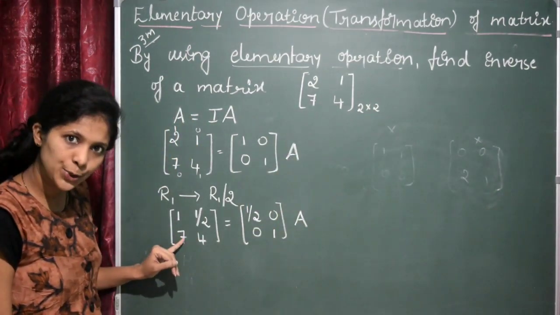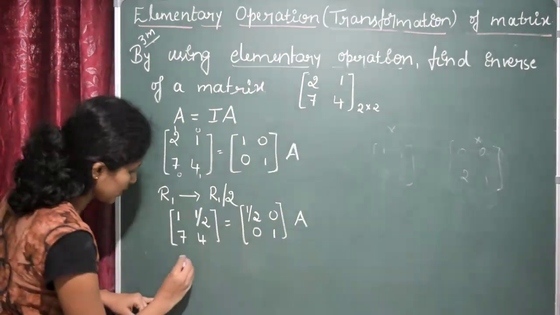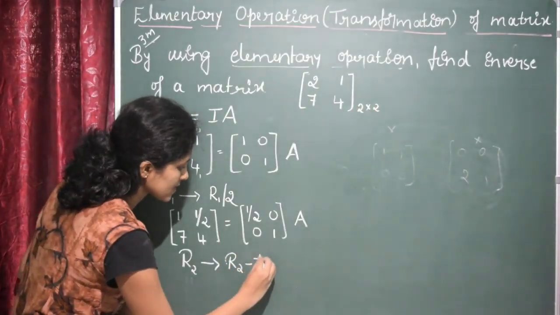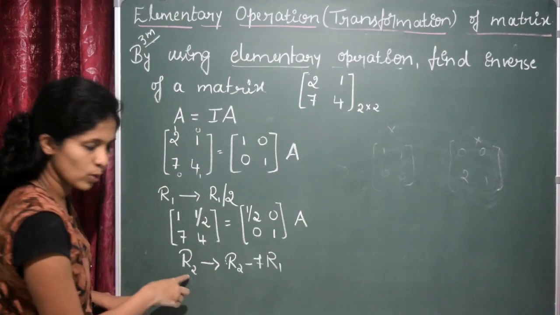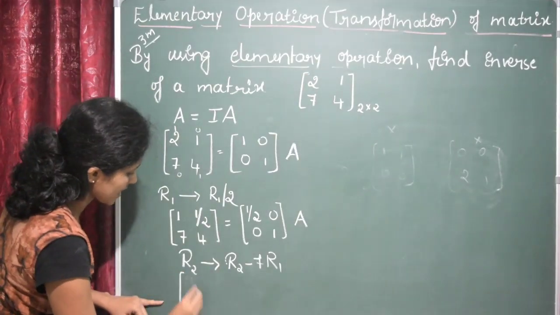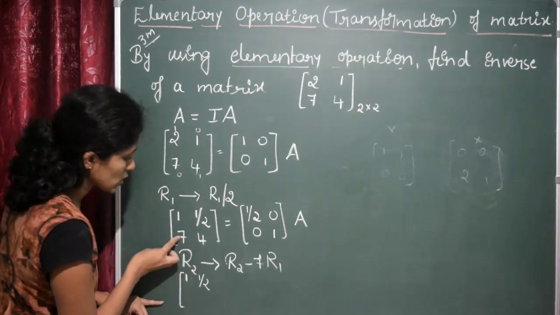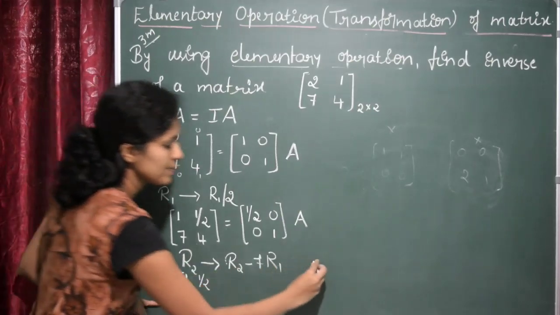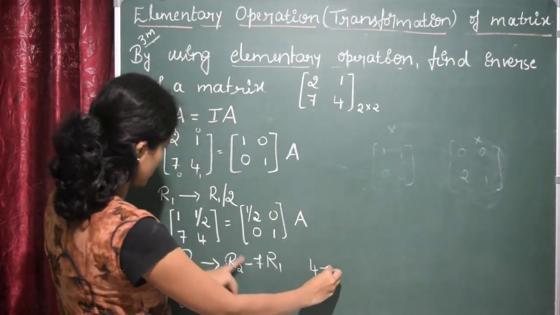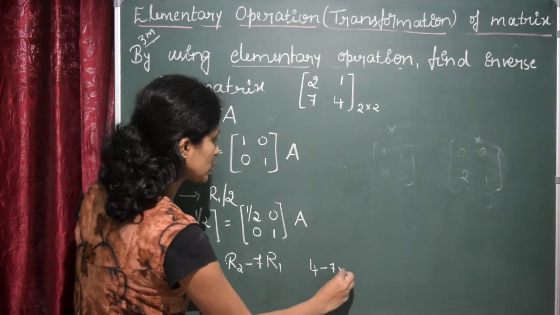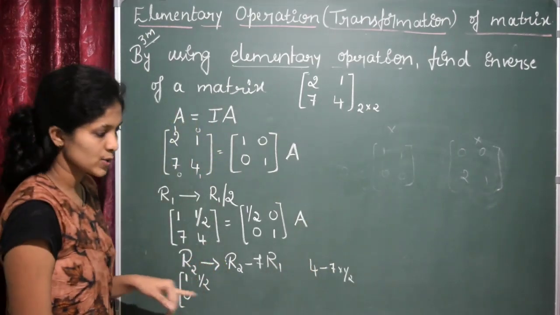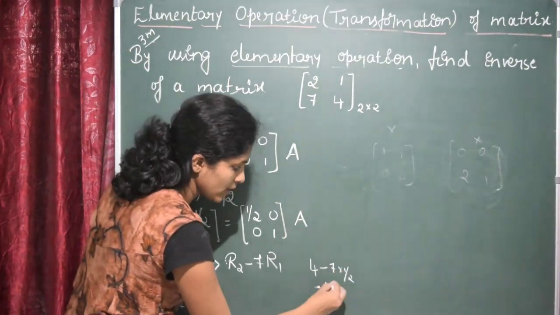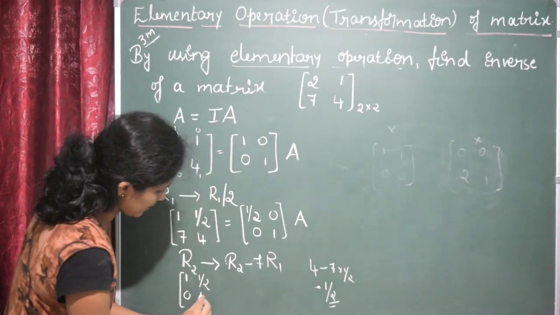Now I can do this one, right? R2 changes to R2 minus 7R1. We'll do this one. Is it clear? So now only the second row changes. The first row is as it is, 1 by 2. So 7 minus 7 into 1 will be equal to 0. 4 minus 7 into 1 by 2. So the LCM will be 2. So this is now 8 minus 7, which will be 1 by 2. So this is also equal to 1 by 2.